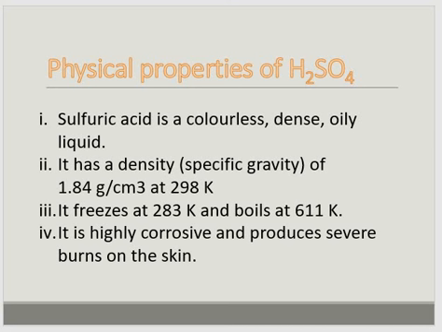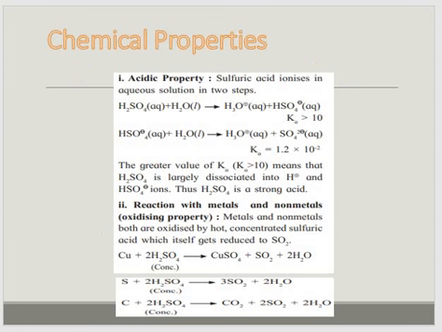Sulfuric acid is a colorless, dense, oily liquid. It has a density of 1.84 gram per cubic centimeter at 298 Kelvin. It freezes at 283 Kelvin and boils at 611 Kelvin. It is highly corrosive and produces severe burns on the skin. Now, chemical properties. Sulfuric acid is a strong acid and it will ionize in aqueous solution to produce hydronium ion and bisulfate ion.